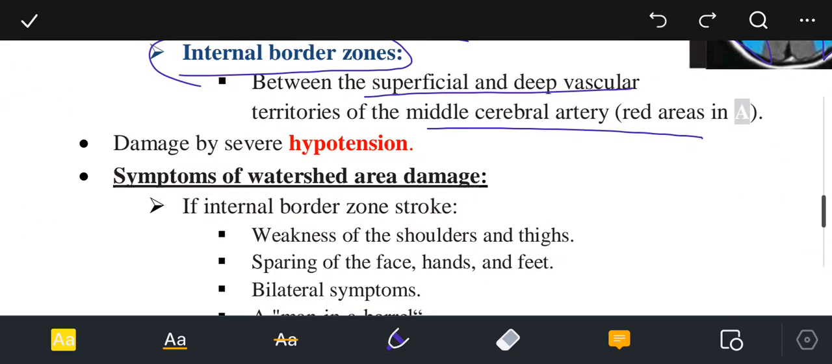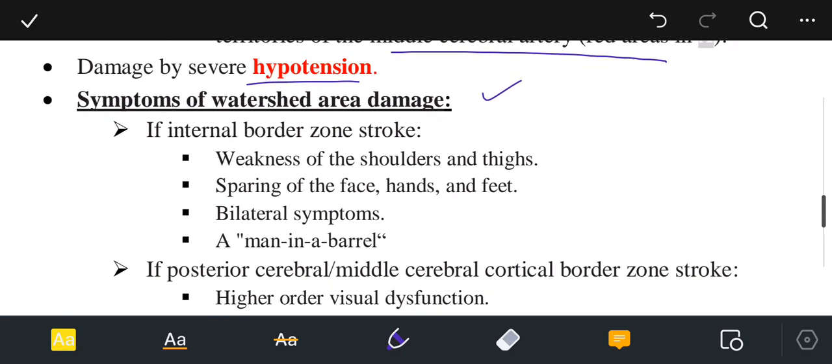Now let's come back to the discussion. Damage by severe hypotension. Whenever there is some sort of hypotension, maybe there is septic shock and there is massive vasodilation and massive third spacing of the plasma, that leads to hypotension, and that hypotension will be affecting watershed areas first. Symptoms of watershed area damage.